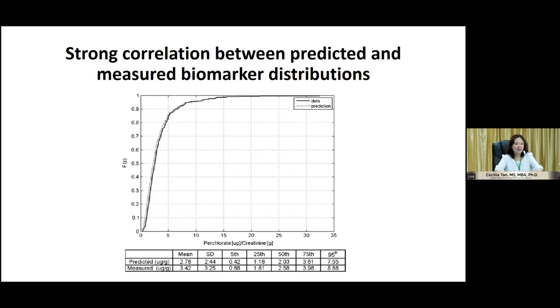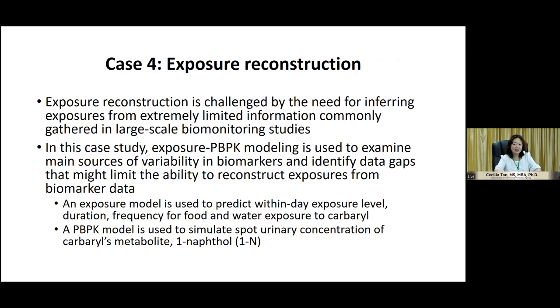Okay. So, the next case study is exposure reconstruction. So it is reverse dosimetry. You have biomarker data, you want to bring it back to exposure. Exposure reconstruction or reverse dosimetry is very, very challenging, right? Yesterday, if you remember, we did A plus B plus C equal to 100. If you don't know A plus B, you cannot know C, right? C can be anything.